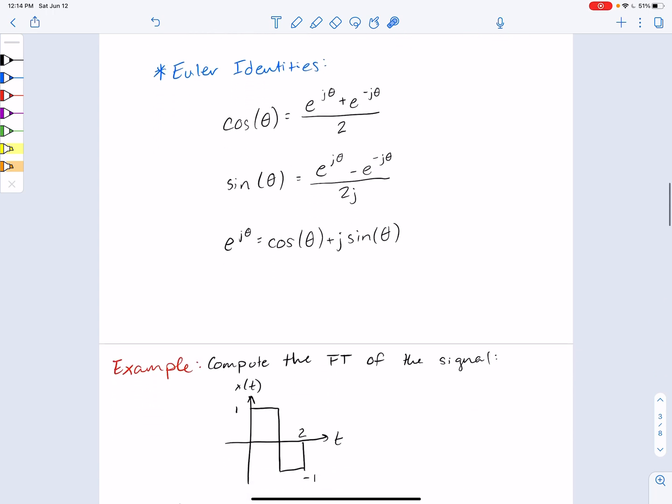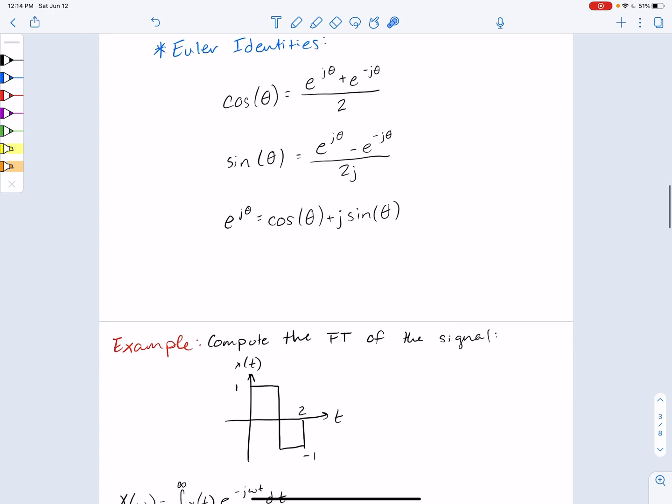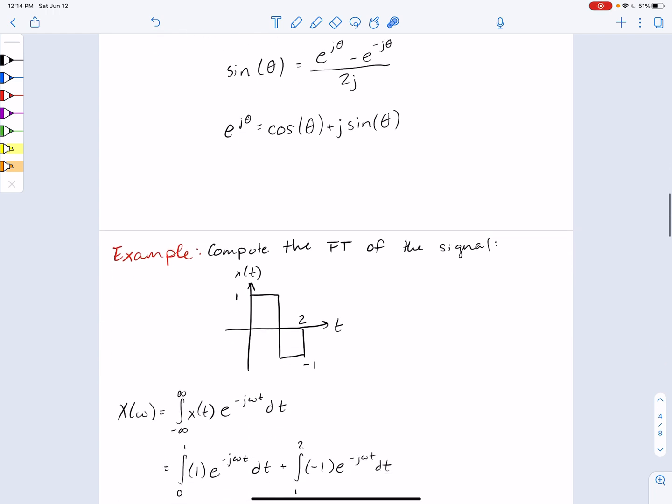So I have a little example here because usually you won't immediately see that you can use an Euler identity. Usually you need to do a little bit of algebra to manipulate it first. So this is actually an example from your homework that you guys just turned in.